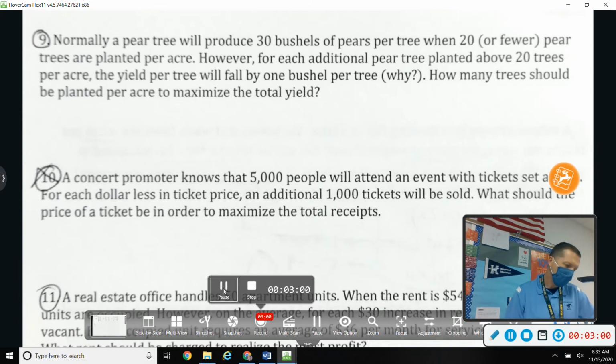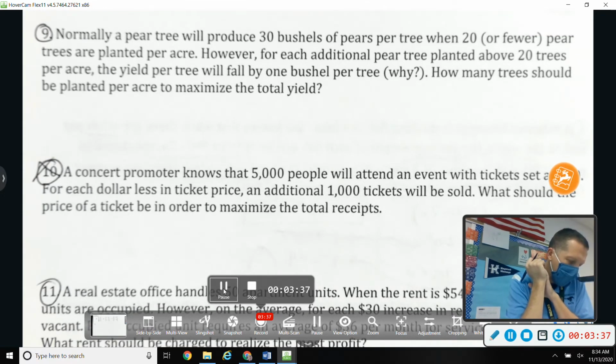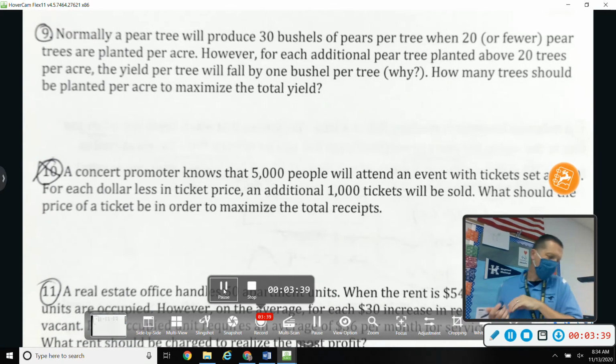Number 9. Normally, a pear tree will produce 30 bushels of pears per tree when 20 or fewer pear trees are planted per acre. However, for each additional pear tree planted above 20 trees, the yield per tree will fall by 1 bushel per tree. Why? Well, we don't really care about why, but I assume it's kind of like the fish problem we just looked at. It's a matter of resources, right? If you jam-pack your 1 acre with 1,000,000 trees, well, they don't have enough resources to grow, so their yield goes down. How many trees should be planted to maximize the total yield?